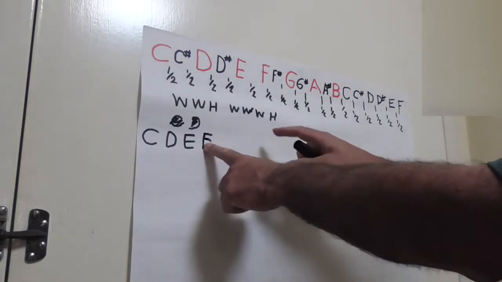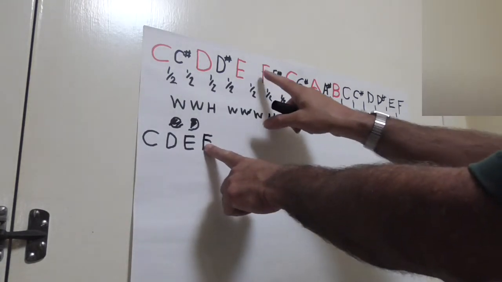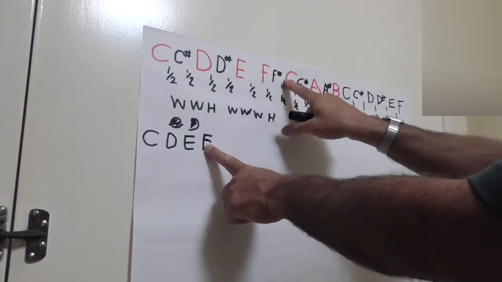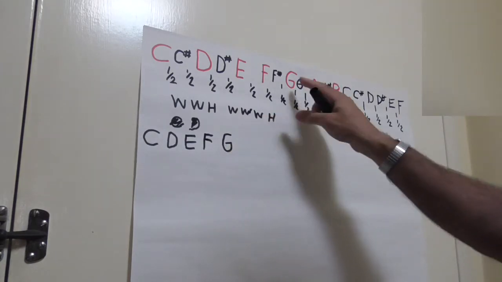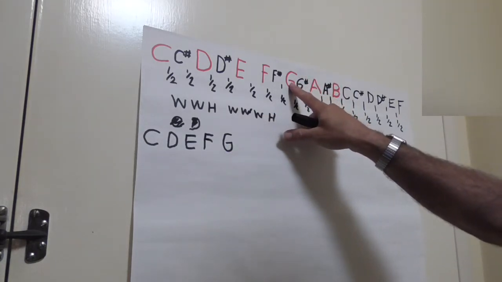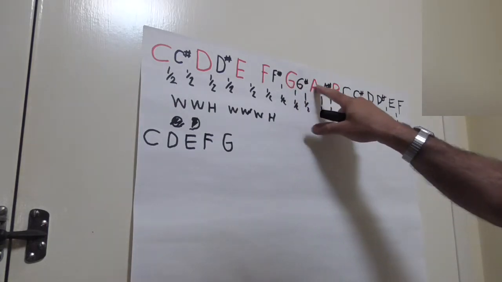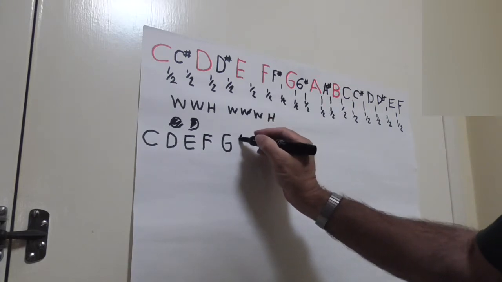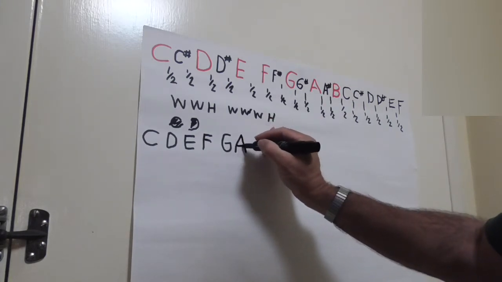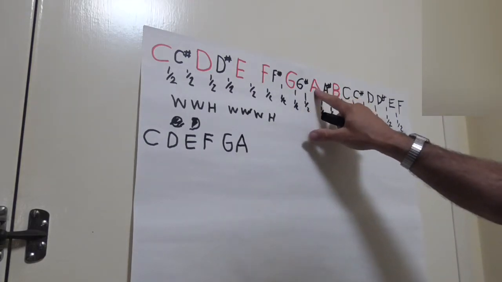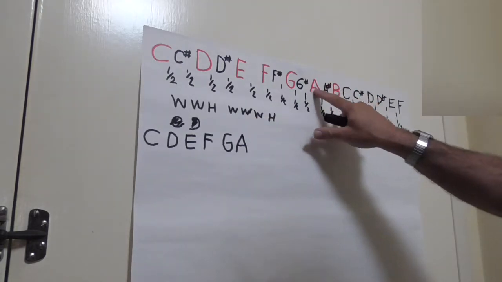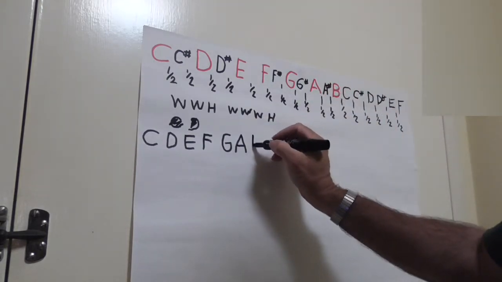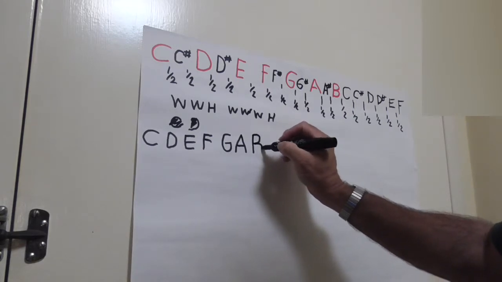Now that we're at F, we need to do our next whole. So we're at F, you would do half and half, which gives you G. Your next note in the key of C is G. Now we continue with the next whole from G: G sharp, and A gives you your next note in the key. Then you're at A. You have one more whole to do, half and half. Your next note would be B, because you're going from A, A sharp, and B.